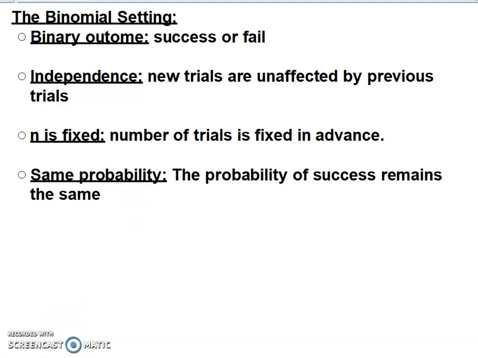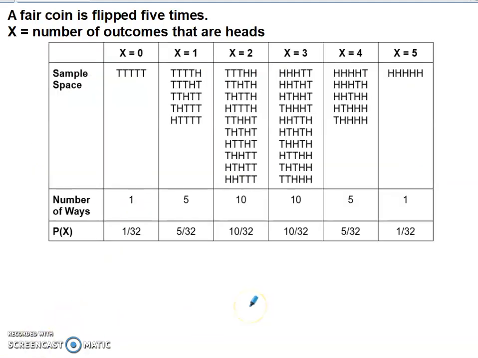So let's go ahead and talk about this particular situation. We're going to flip a fair coin 5 times. We're going to define X to be the number of times that the outcome is heads. What I've done within this table took a little bit of time to do, but I think you're going to understand where this all comes from. These are the possible values that X can take on.